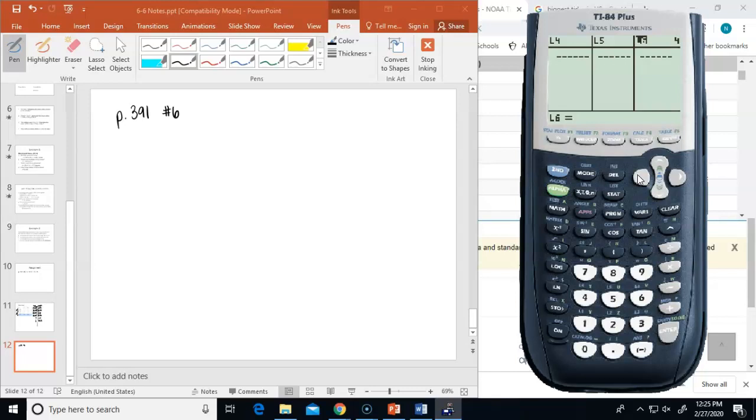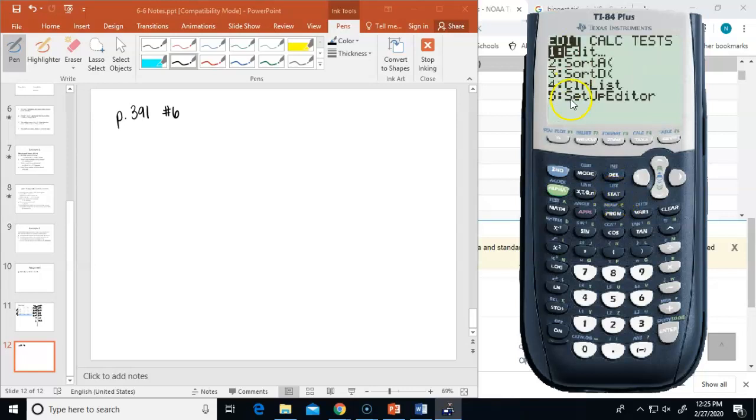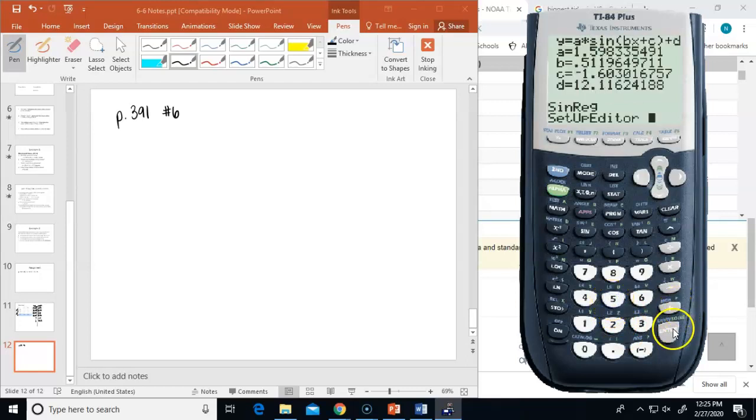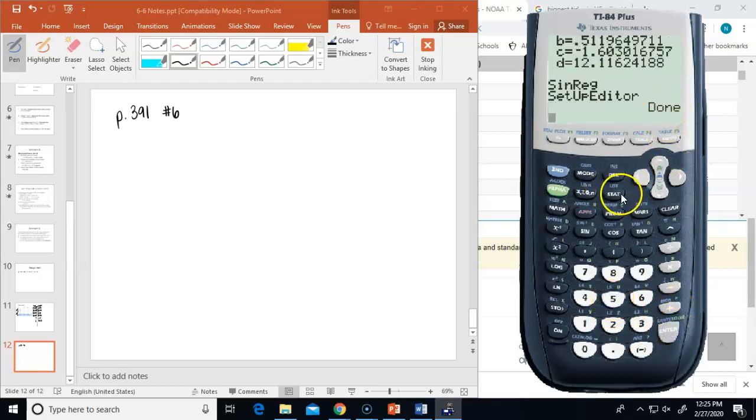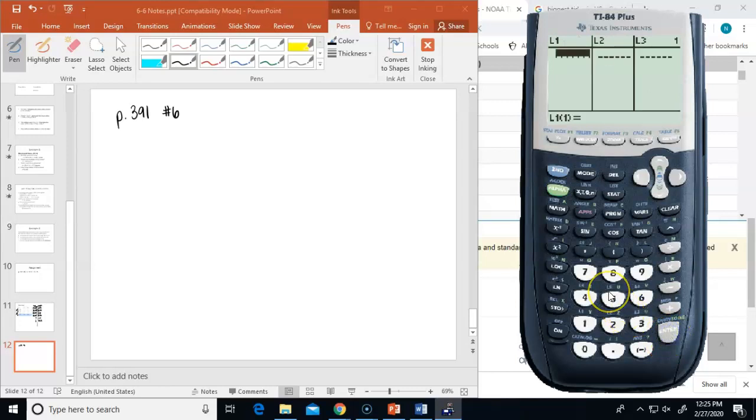The quickest way to fix this is if you click Stat and go down to number 5 where it says Set Up Editor. And you're going to hit enter where it says done. If you go back to stat edit now, L1 and L2 are back. And if there were numbers in there, the numbers are back too. So it just sends them away to hide for a while, and that's that.